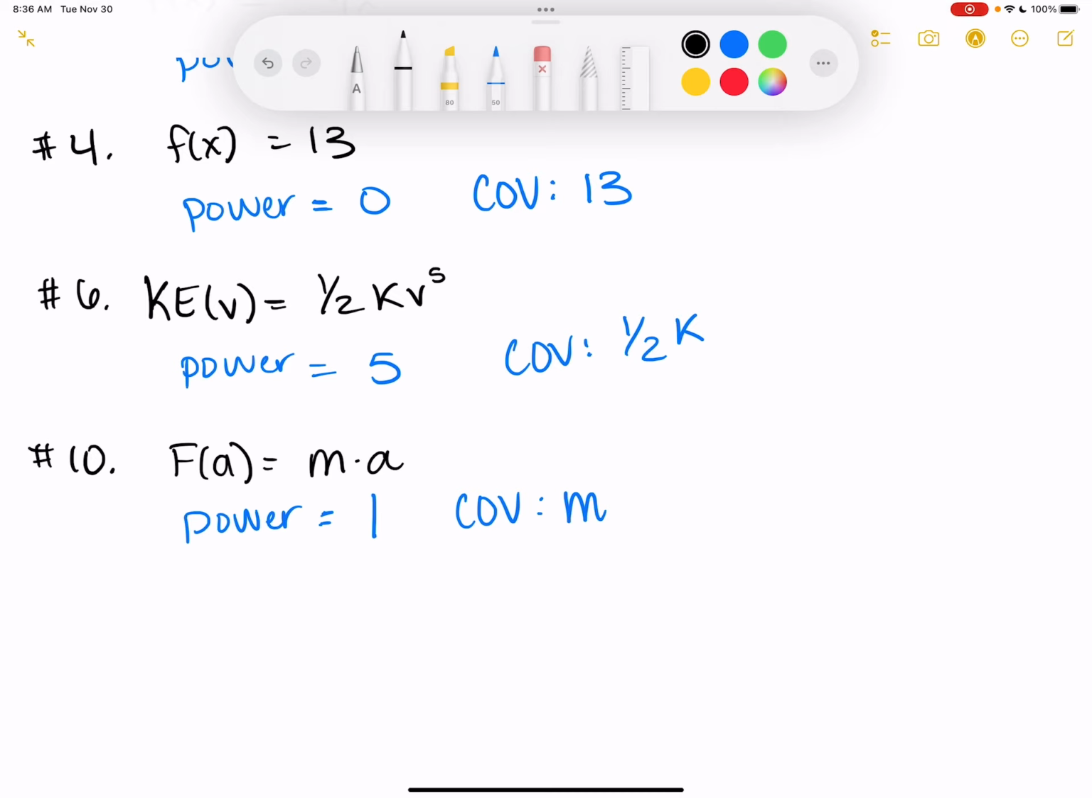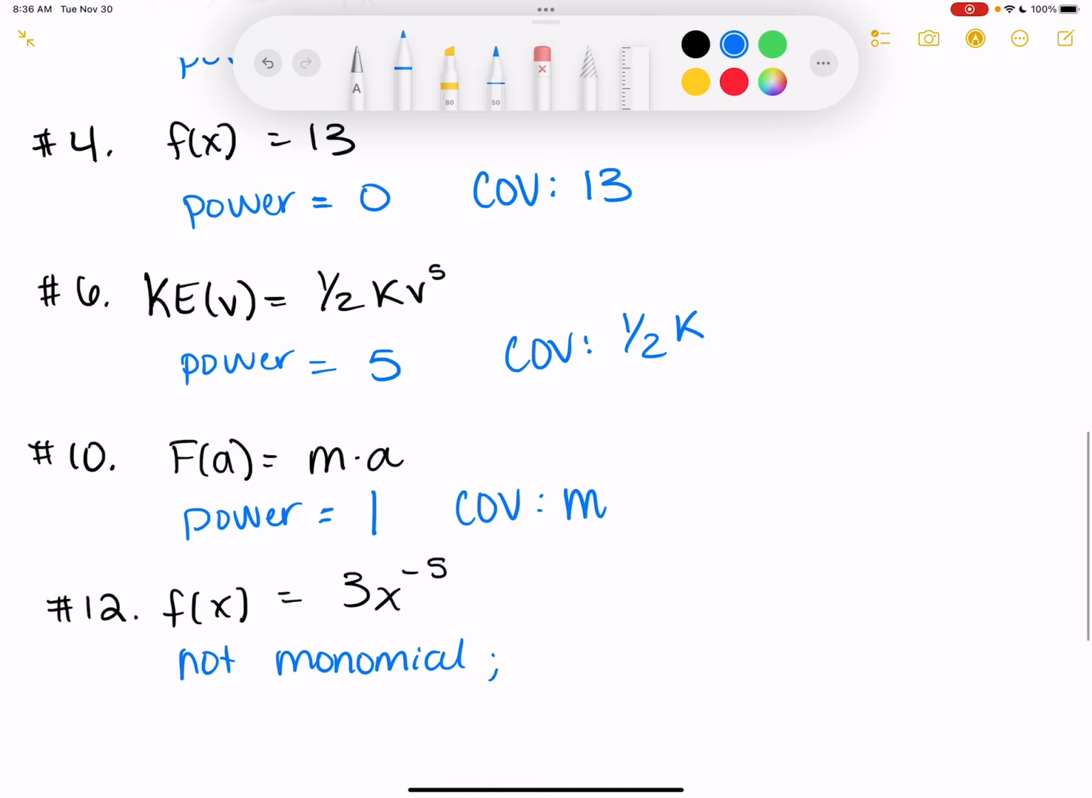So, number 12, f of x is equal to 3x to the negative 5. It's not monomial because it has a negative exponent, just like we did yesterday.